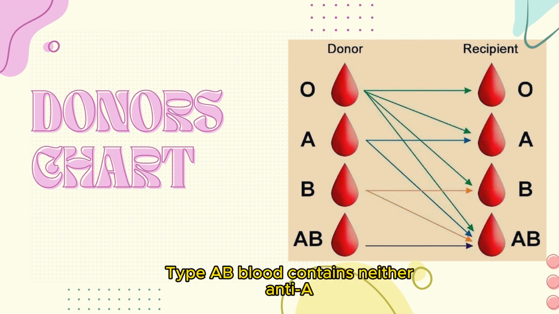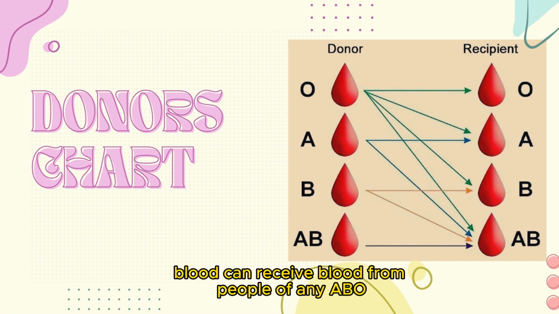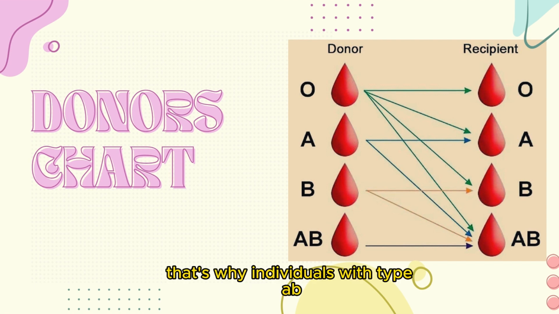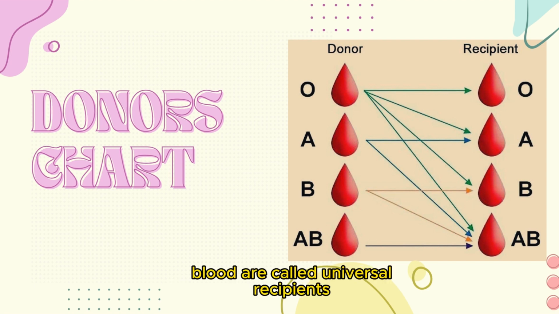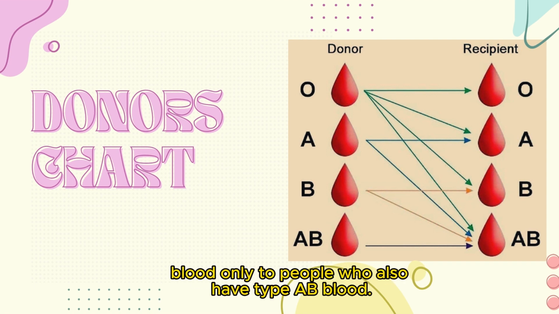Type AB blood contains neither anti-A nor anti-B antibodies. So, people with type AB blood can receive blood from people of any ABO blood type. That's why individuals with type AB blood are called universal recipients. However, they can donate blood only to people who also have type AB blood.